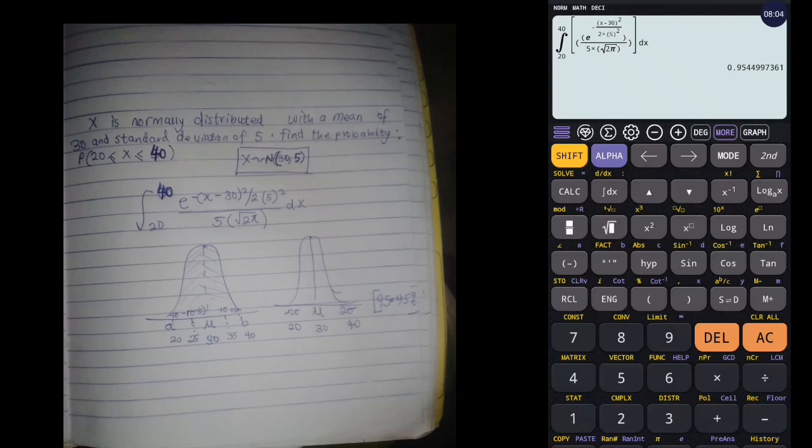So we have our result as 0.9544997361, a very accurate result. So this is approximately 0.9545, multiplying by 100, we have 95.45%. So don't forget, it must be a normal distribution in the form probability of a less than or equal to X less than or equal to b.